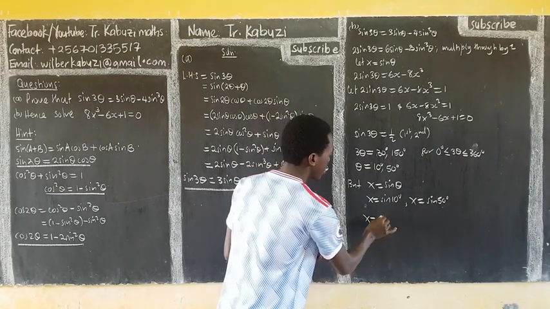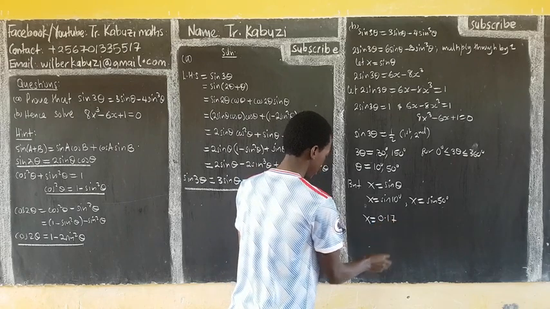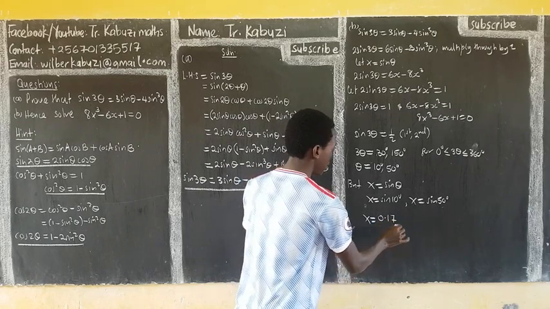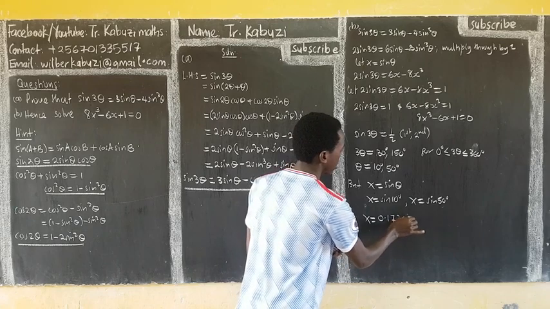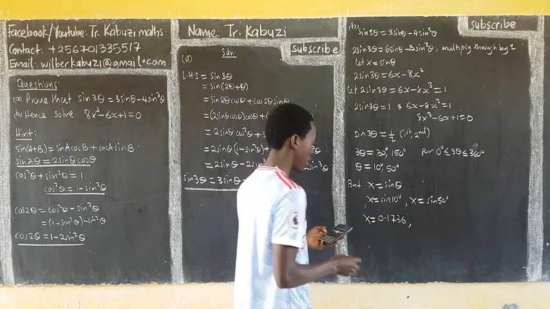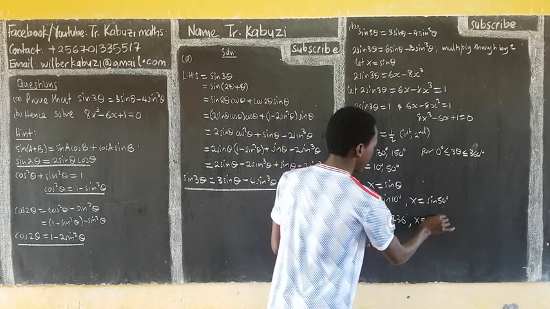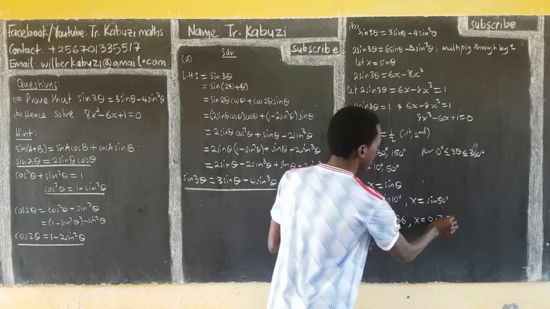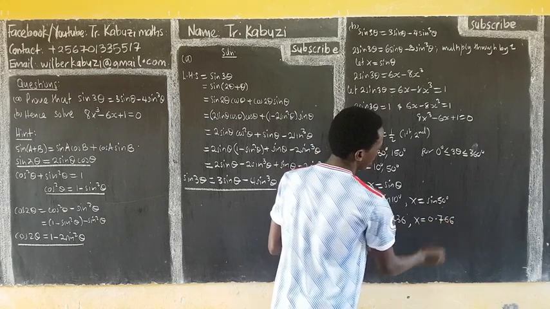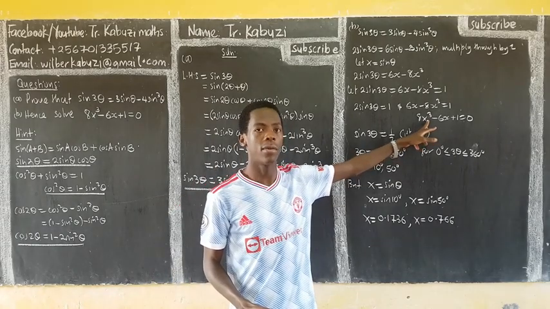So from here, my first value of x is going to be, here I'm getting 0.1736, comma, another x value 0.766. Now, you see that this one is a cubic polynomial.